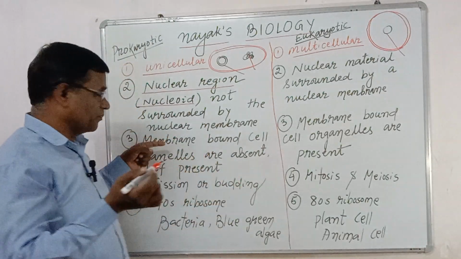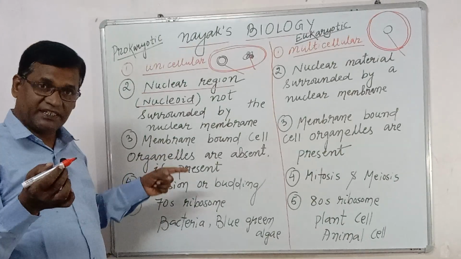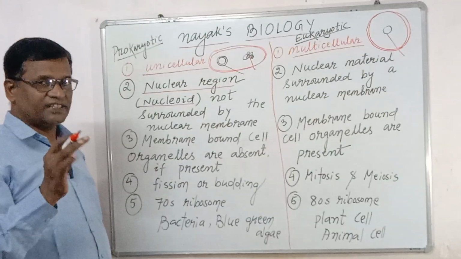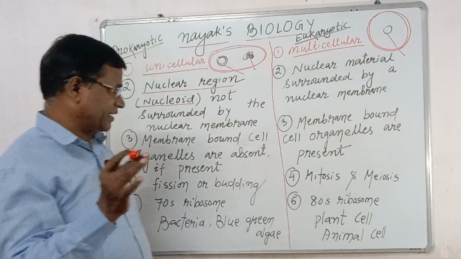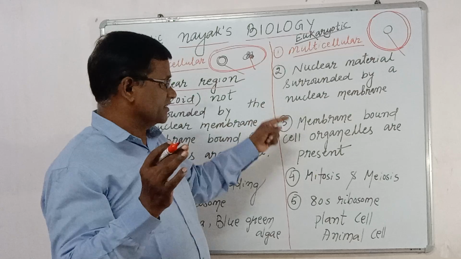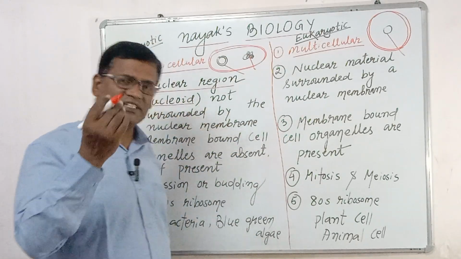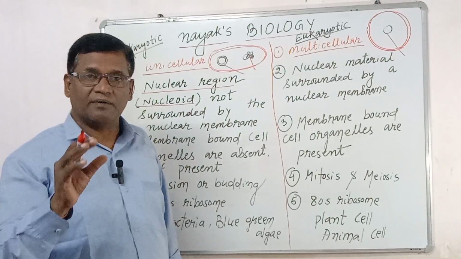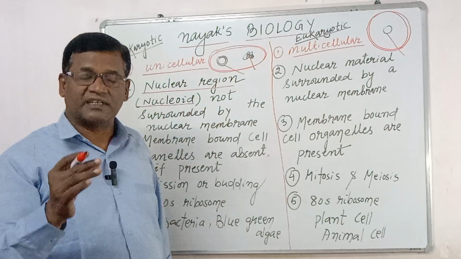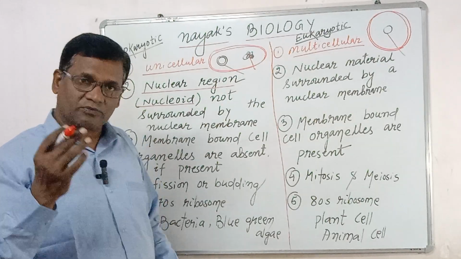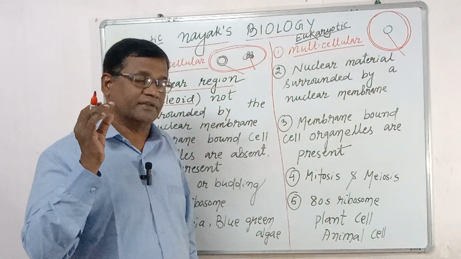That's why in the prokaryotic, the membrane bound cell organelles are absent. If any is present, it does not have a membrane. But in case of the eukaryotics, the membrane bound organelles are present. That means all the cell organelles are covered by a well developed membrane, like mitochondria, chloroplast, endoplasmic reticulum, Golgi apparatus. All the cell organelles are covered by a membrane.